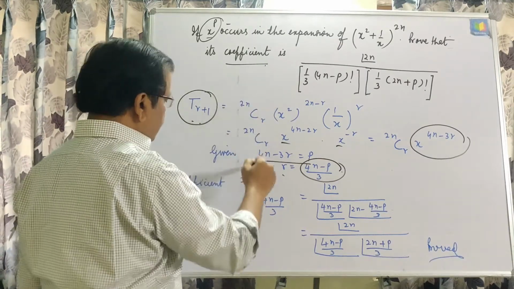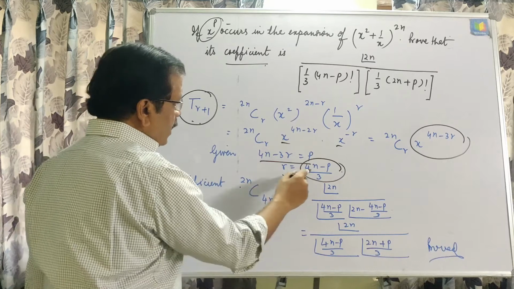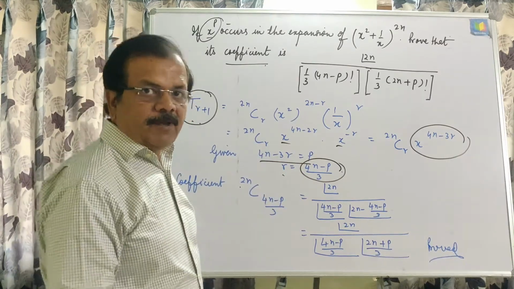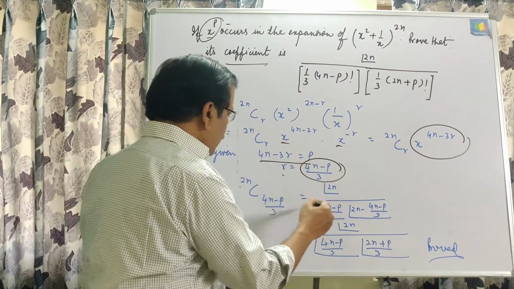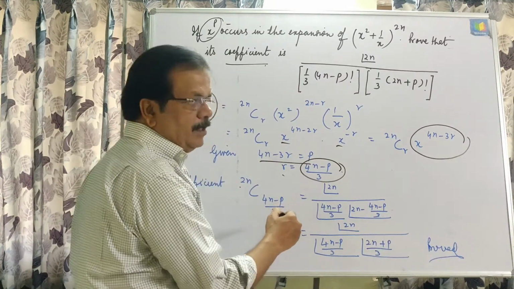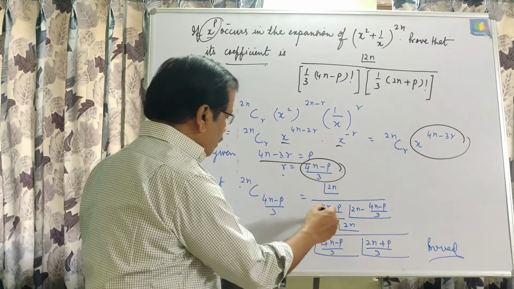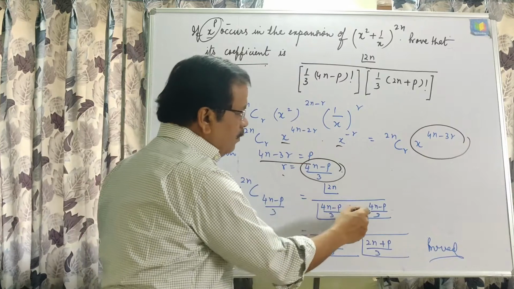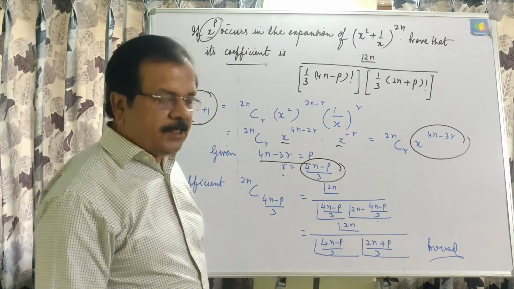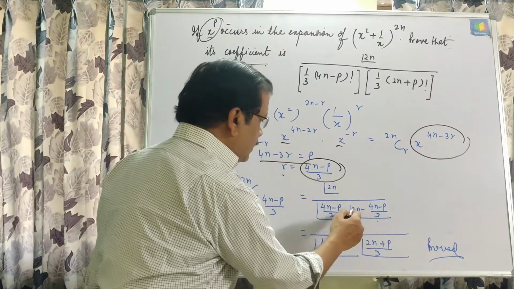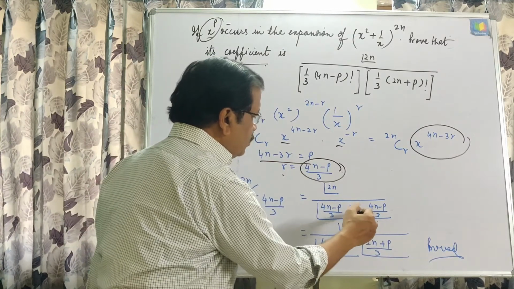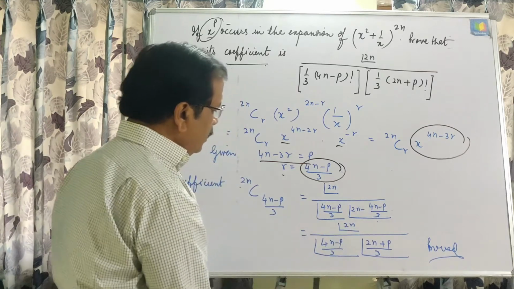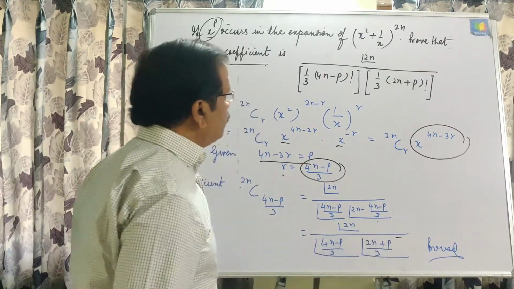The coefficient will be 2n Cr, that is 2n C, where r is 4n minus p upon 3, and then we expand factorial 2n upon factorial r, that is 4n minus p upon 3, and factorial n minus r, that is factorial 2n minus 4n minus p upon 3. Then taking LCM we get this is 2n plus p upon 3 and this is 4n minus p upon 3, and this is what we have to prove.